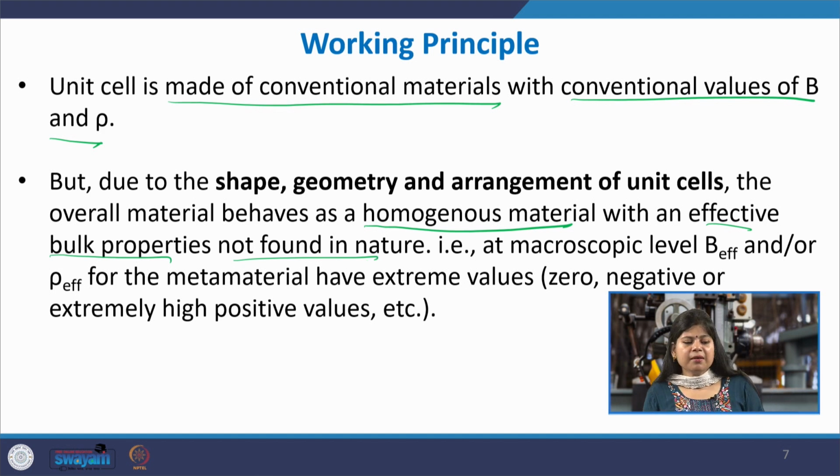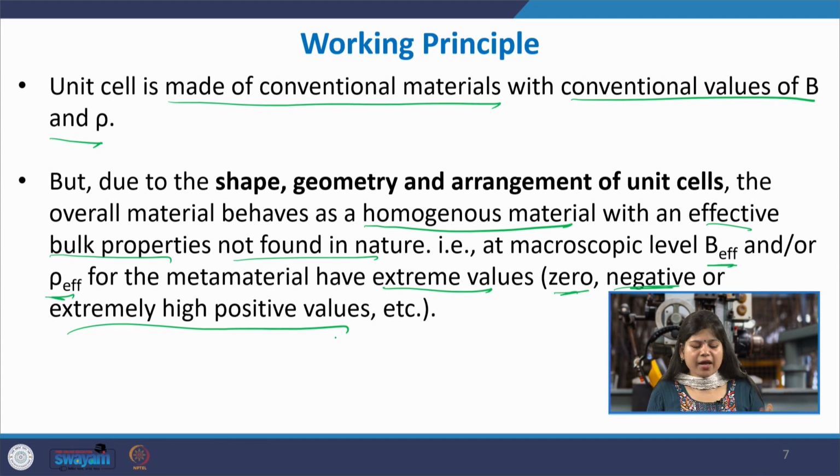nature. Which means that the B and the rho of the unit cell could have normal values of the naturally occurring materials, but when combined together in a certain shape and geometry, the overall B effective and the overall rho effective of that assembly will have extreme values. It can have zero, negative or extremely high positive values. So, different kinds of values as you would hope. The assembly of this collection of unit cells is together called a metamaterial.